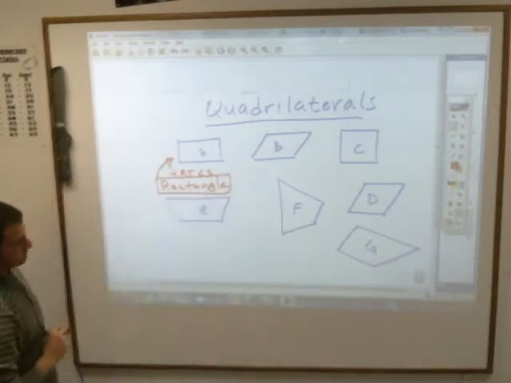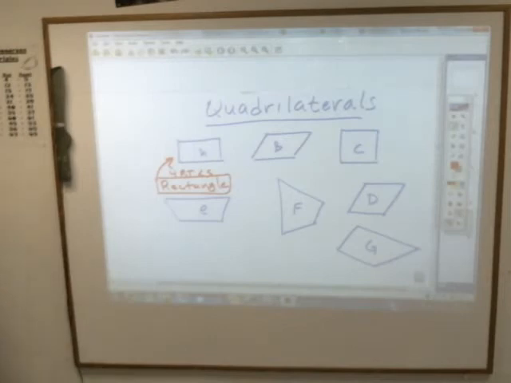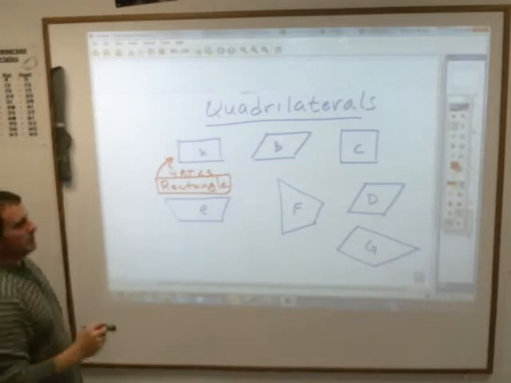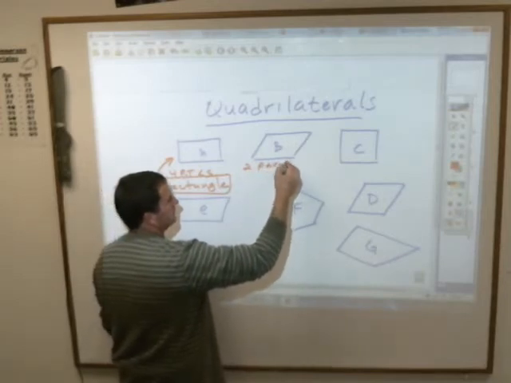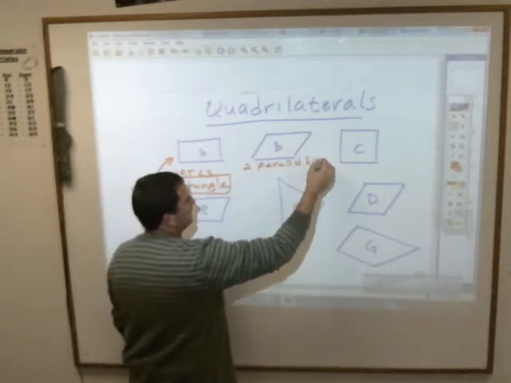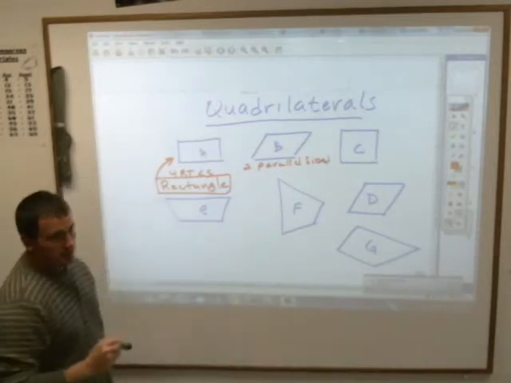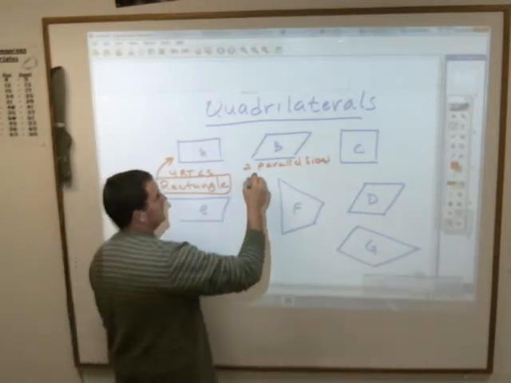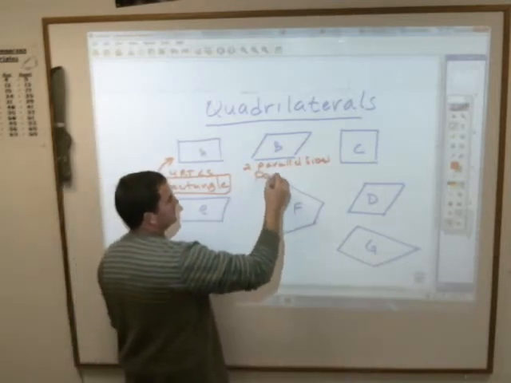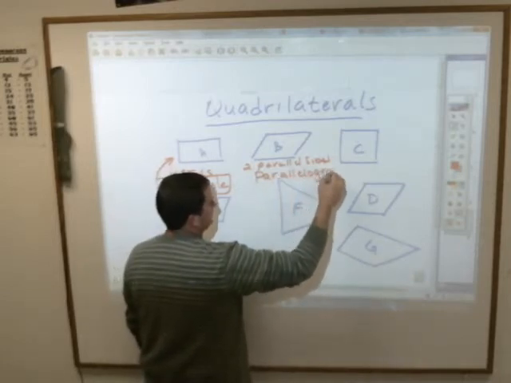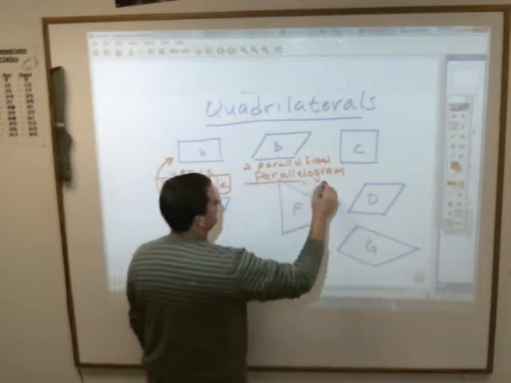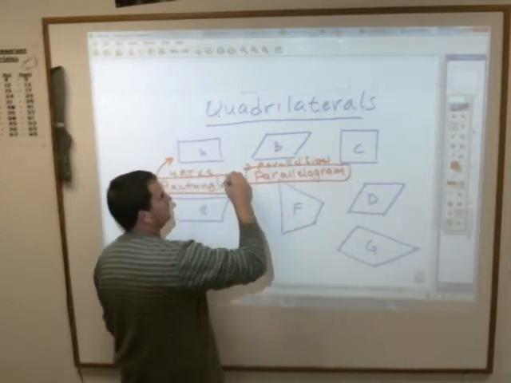Letter B. Letter B is something that has two sets of parallel sides. Two parallel sides. And that bad boy would be, Haynes? It is not a rhombus, but you're close. It's a parallelogram. Parallelogram. That's letter B.